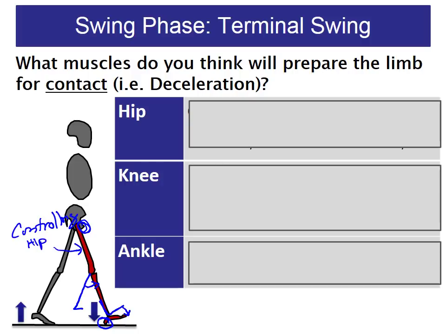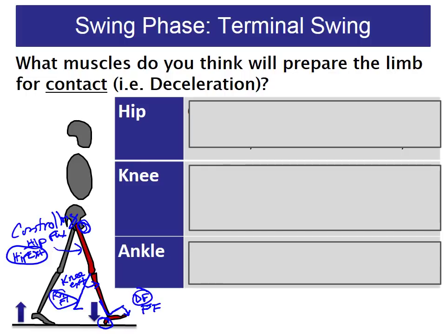So we're controlling hip flexion. So we must be using our hip extensors for that. We're controlling knee extension, so we're using our knee flexors for that, and we're controlling this plantar flexion, so we must be using our dorsiflexors for that. So I'll circle dorsiflexors, I'll circle knee flexors, and I'll circle hip extensors, because those are the three sets of muscles we're going to be using. Sorry for my chicken scratch.